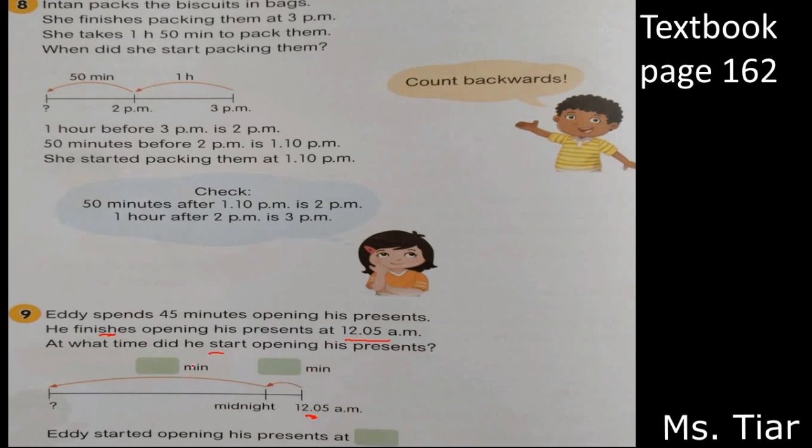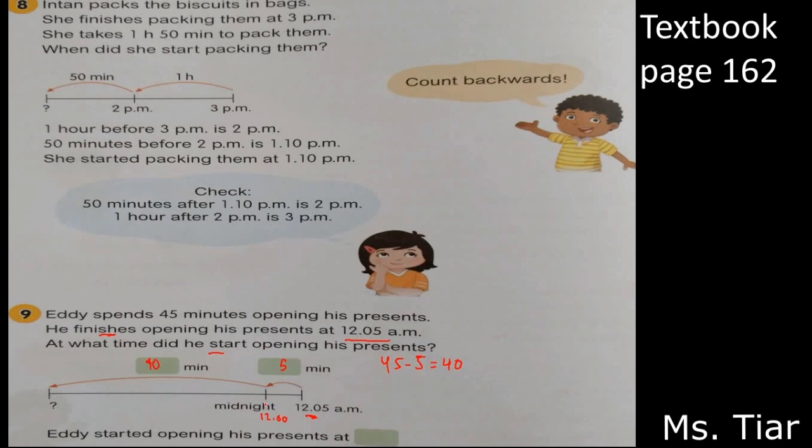Get it? Now, so he spends 45 minutes, okay, 12:05, midnight. It means over here 12 o'clock. You may write down 12 o'clock. From 12 to 12:05, it means you took 5 minutes, right? Then how many minutes over here? 45. You subtract it by 5, you get 40. So write down over here 40.